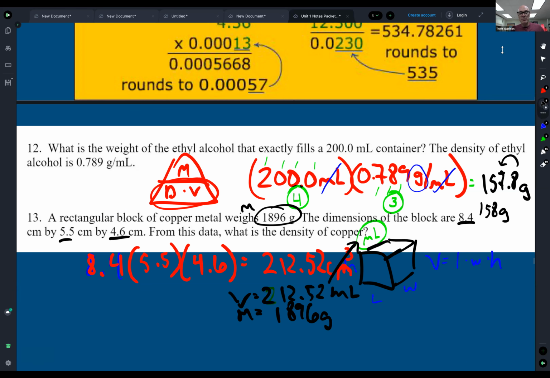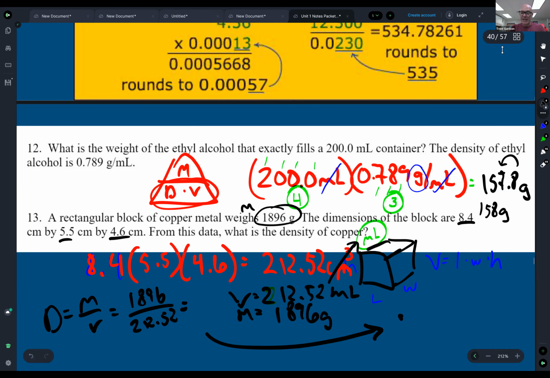Density, if you remember, is equal to mass over volume. So I've got 1896 divided by 212.52. I plug that into my calculator, 1896 divided by 212.52, and what I get is a whopping 8.9215, blah, blah, blah. I'm just going to drag out those numbers. And now we can apply sig figs.